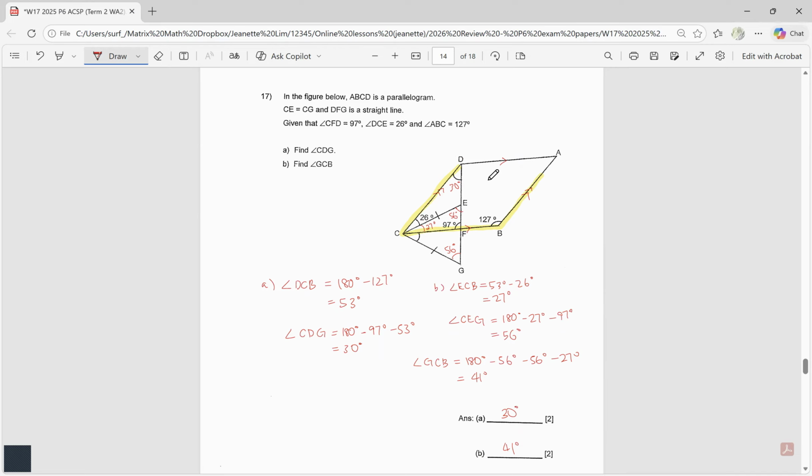Okay, with that, it's the end of this paper. This is ACS Primary Topical Test 2.